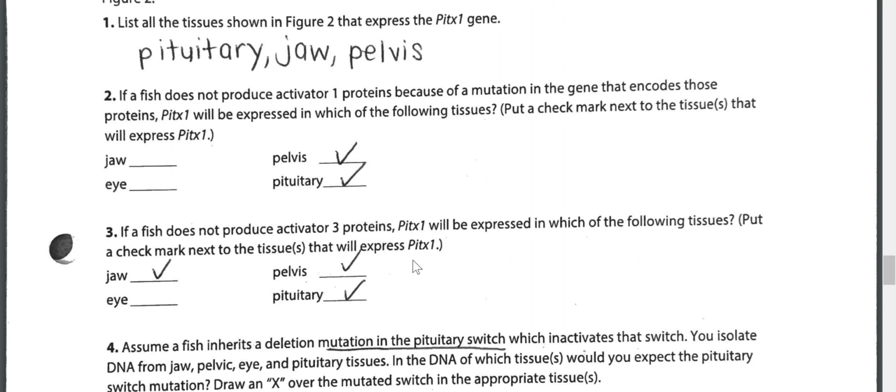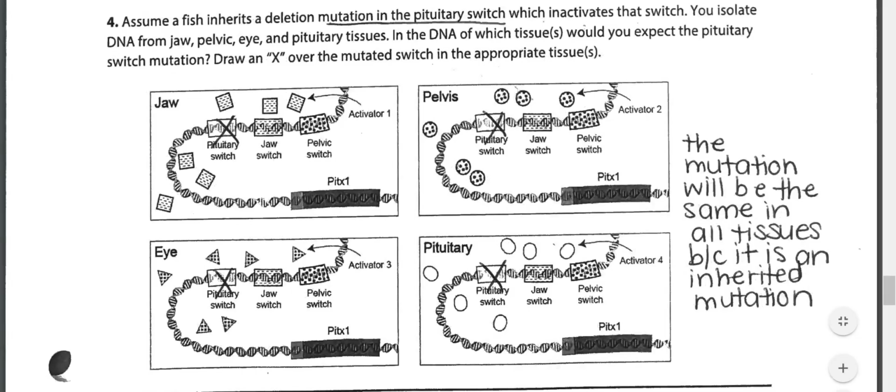Number 3, if a fish does not produce activator 3 protein, so the 3 one was for the eye, if you look at the picture that's on the previous page here. So again, you would be leaving the eye unchecked. You could still get expression of this gene in either of these 3 parts of the body, the jaw, pelvis, or pituitary, which is a gland.